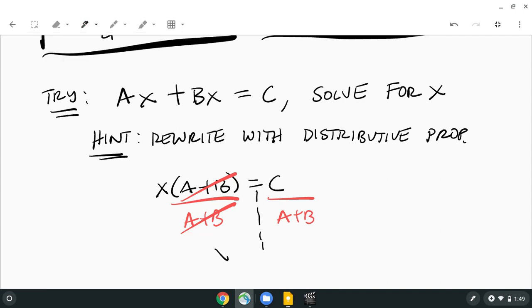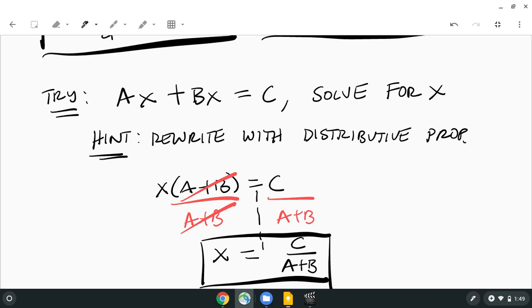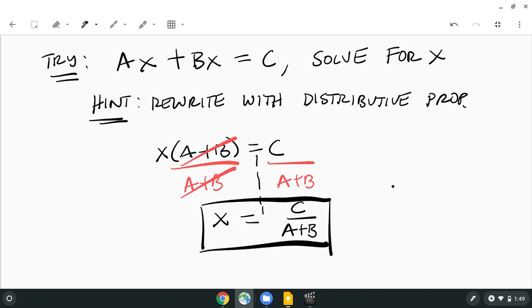c over a plus b, because we can't actually do that division. If you can't actually do the calculation because you have all these letters, all you have to do is copy it down. You don't actually have to do it. All right, so that is it.